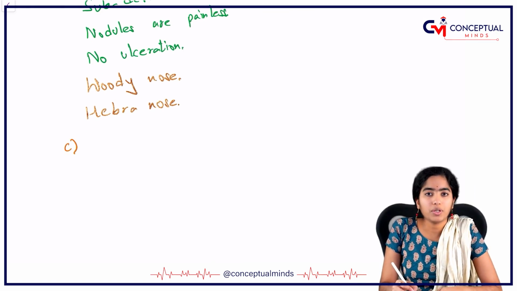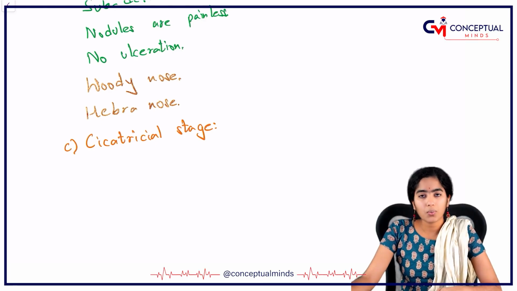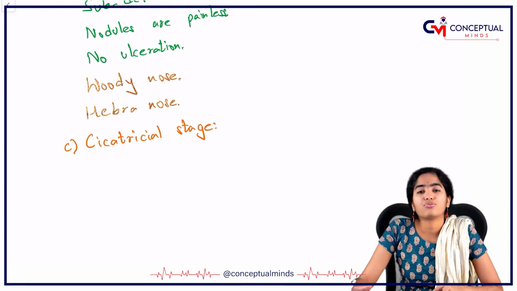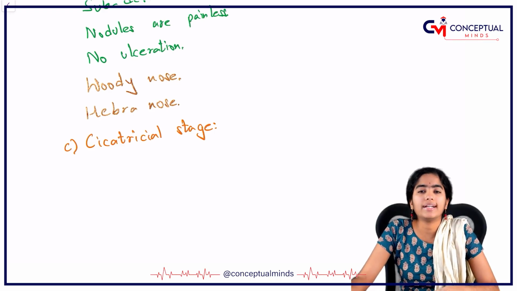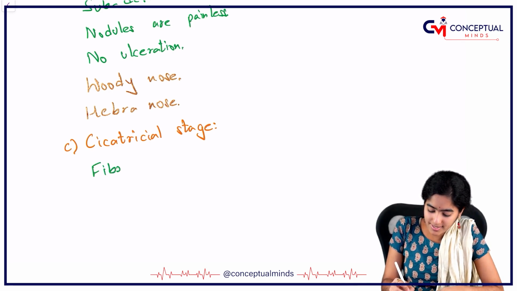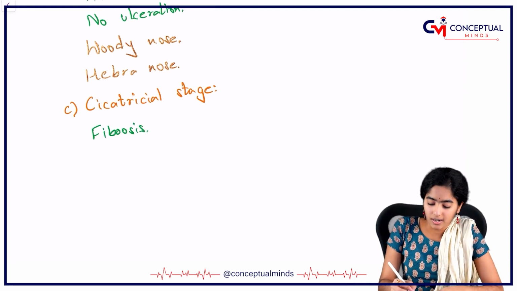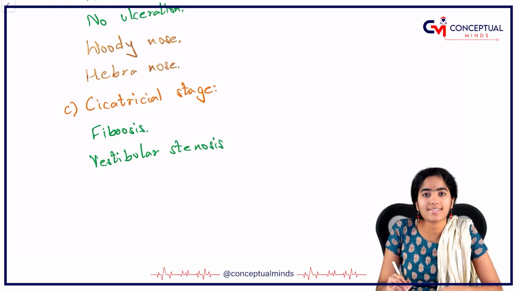So the next stage would be cicatricial stage. This is the stage of healing and scarring. So what happens in cicatricial stage is fibrous tissue forms, scarring occurs. But this is not just normal scarring, there is contraction of the scar tissue leading to stenosis, and adhesions are formed in this stage. So because of extensive fibrosis, the features that are seen are vestibular stenosis, and even stricture formation is observed.